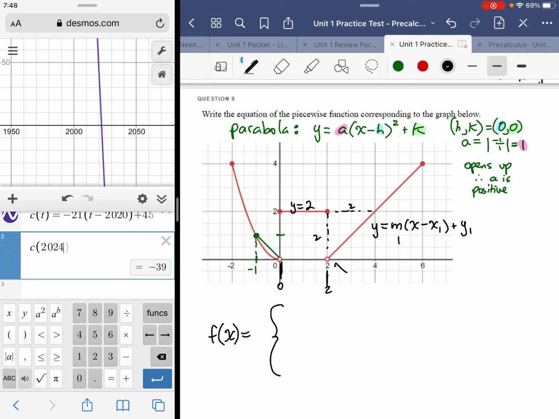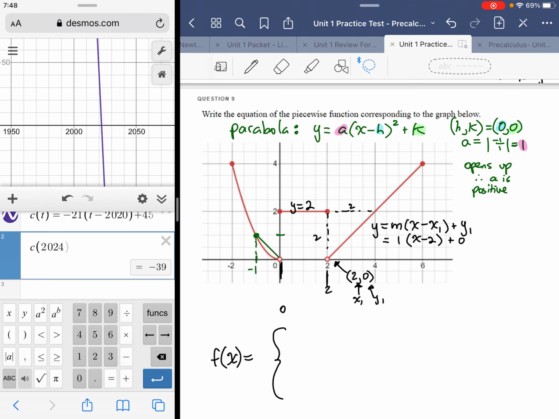Grab a point that you know is on the line, this is the point 2, 0. X1, Y1. So x minus 2 plus 0. And then simplify if you want, but you don't have to simplify if you don't want. That's not the point behind this question.